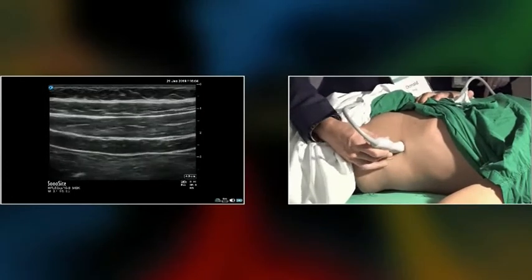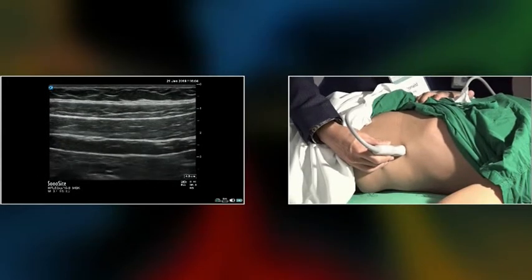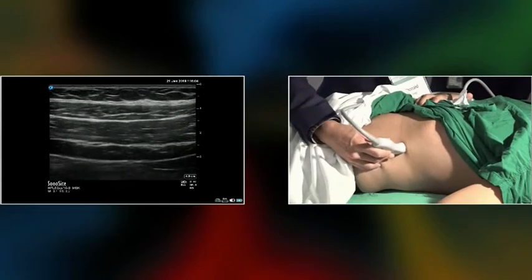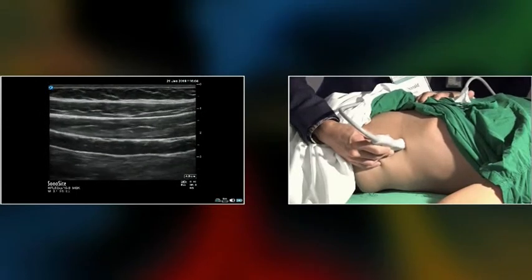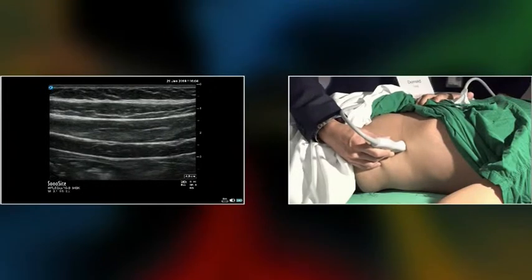Actually, if you are just at the mid-axillary line, it is the place where we do the TAP block, and we move it slightly medially. Okay, freeze here. Here are two nerves.